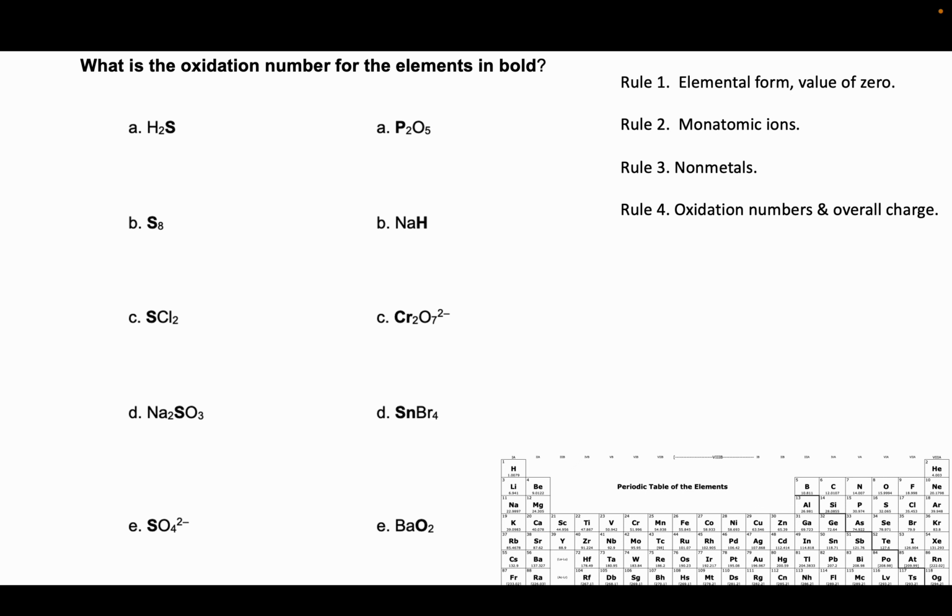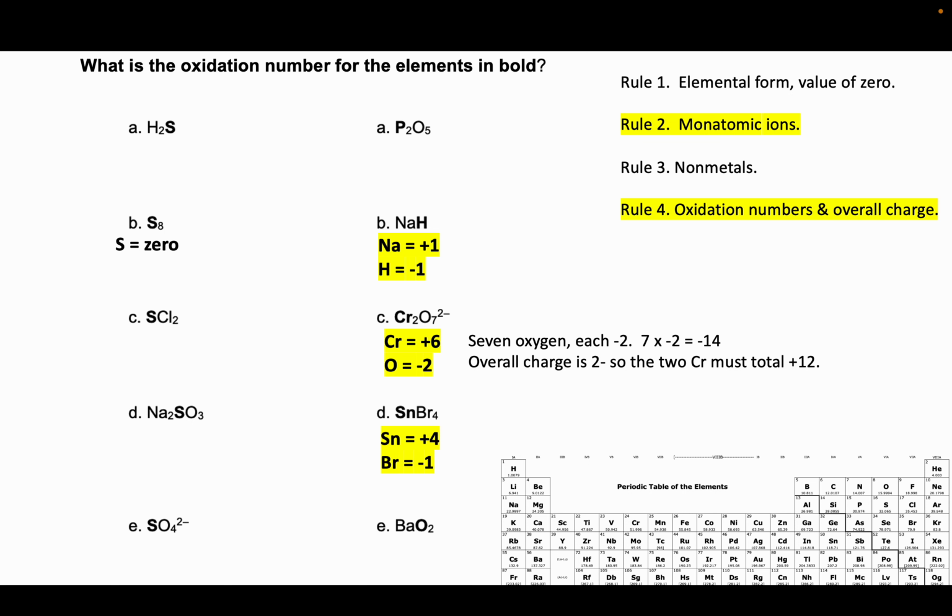Here are some problems from the e-text that allow us to illustrate these. I find that the illustration is more helpful than just reading the rules. So if we have our different rules listed here, when do they apply? I see one example of an element in its elemental form. Sulfur all by itself, that means the sulfur atom gets an oxidation number of 0.